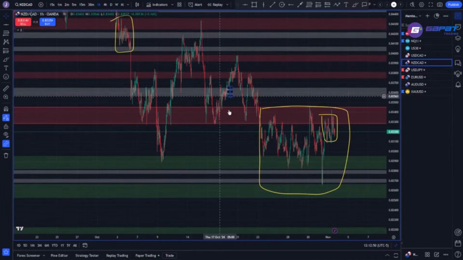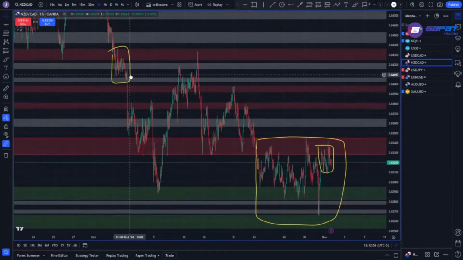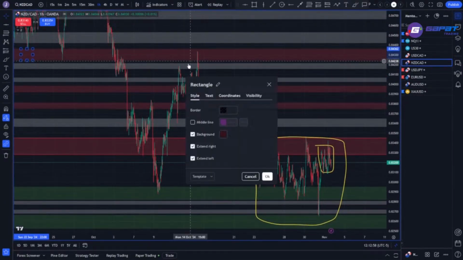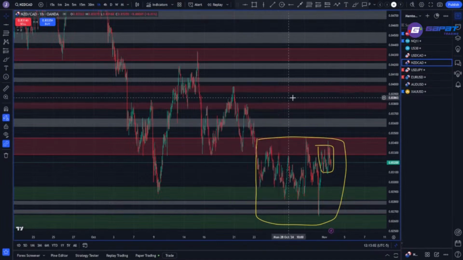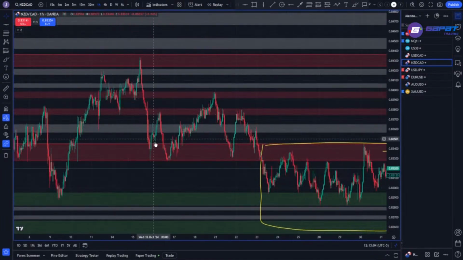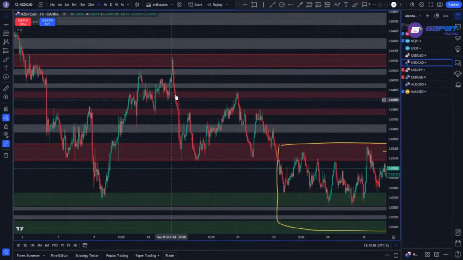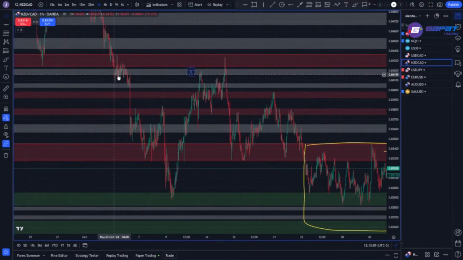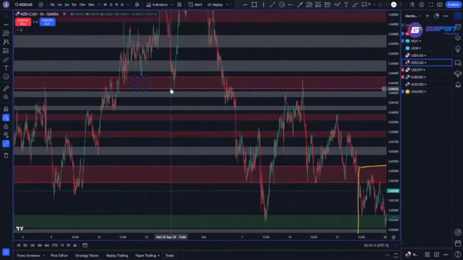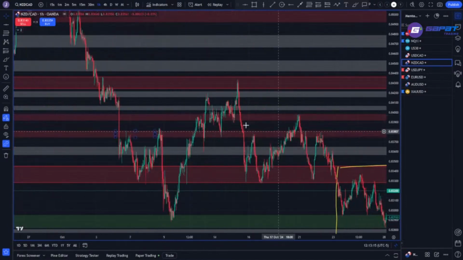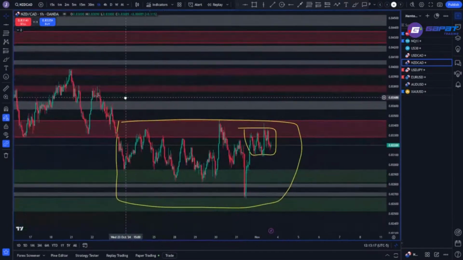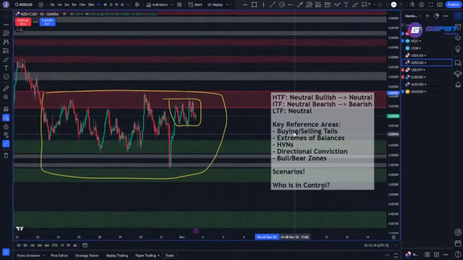This level, look, it's the balance area low of this level and of this range. So super important. And then this level as well is very, very important because we had strong directional conviction away from this level. It's the balance area high, and it's the balance area high here, and it's a bull bear zone, multiple touches. So that fulfills multiple of the criteria for a key reference area.